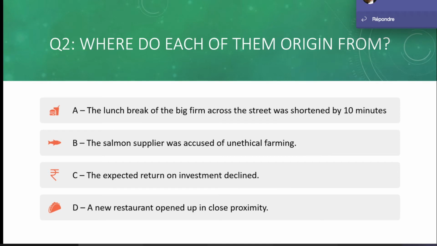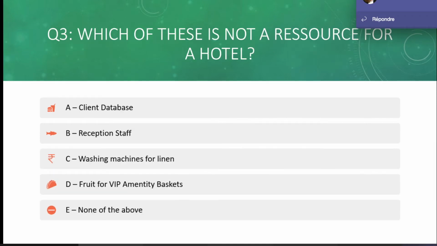Now, this is the question we just answered. And then let's look at that. Which of these is not a resource for a hotel? This goes back to the CPOC structure.